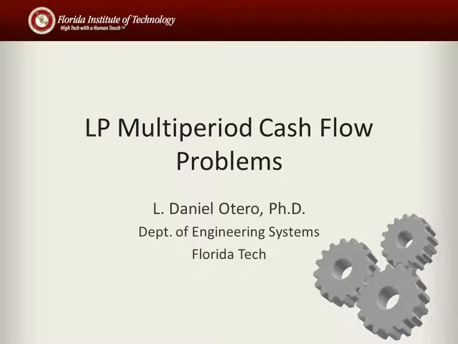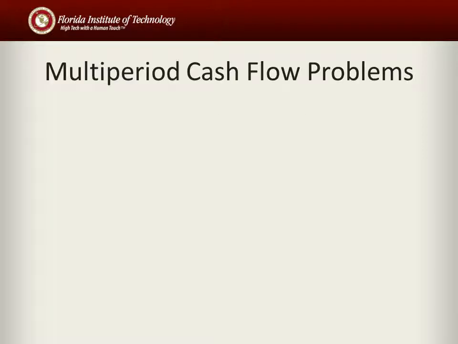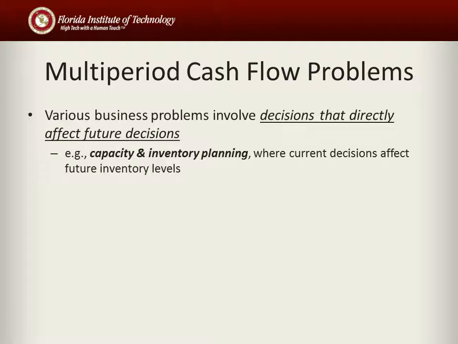This topic deals with multi-period cash flow problems that can be formulated as linear programming problems. So we're going to talk about a general formulation for some of these problems using an example. So what are multi-period cash flow problems? These are problems where current decisions may directly affect future decisions.